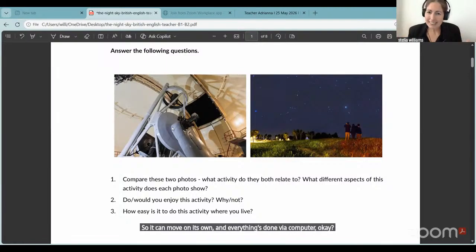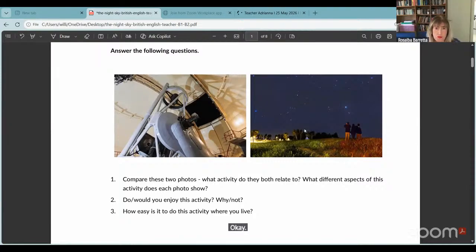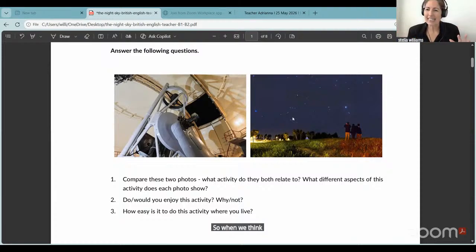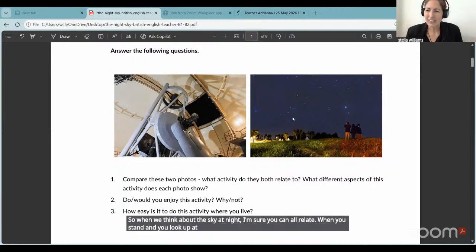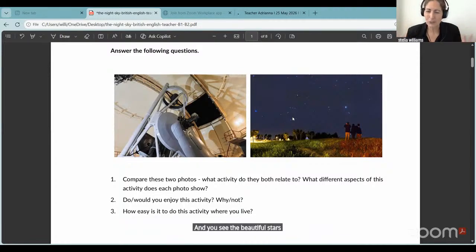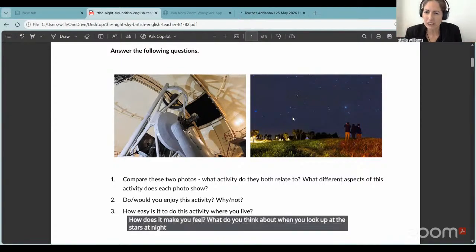With the second one, we can see a family standing there, looking up at the sky. So when we think about the sky at night, I'm sure you can all relate. When you stand and look up at the sky and see the beautiful stars and the moon and the beautiful sky at night, how does it make you feel? What do you think about when you look up at the stars at night? You look at that picture.